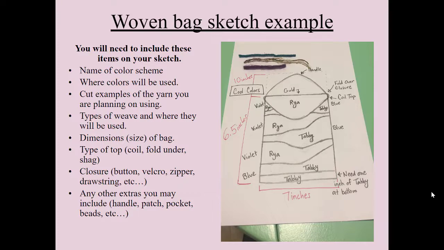Where are the colors going to be? The cut examples of the yarn, so I just kind of put them on my paper and then I took a photo. What types of weave? Remember, you have to have at least 2. How big is the bag? The type of top, how you're going to close the bag, and any extras you might be using. Now, what we're going to do right now is I'm going to go through and explain my sketch in detail.